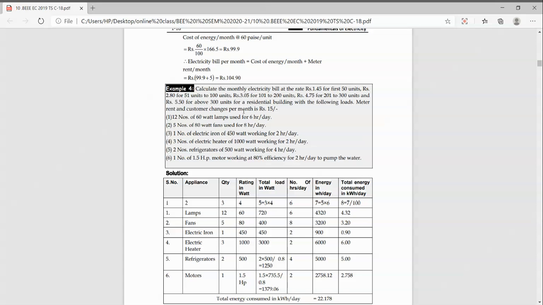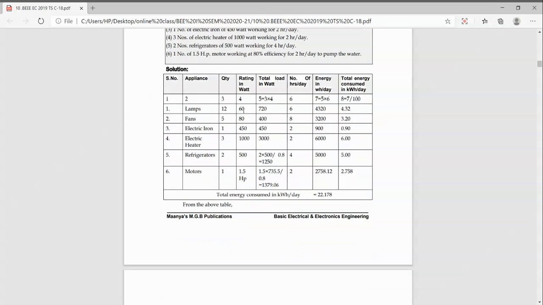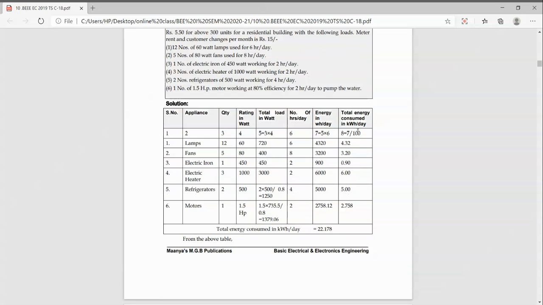So these are all the general loads available in a residential building, and here the unit charges are different depending upon the units. So we know how to calculate the total energy consumption. We will first draw this tabular form.